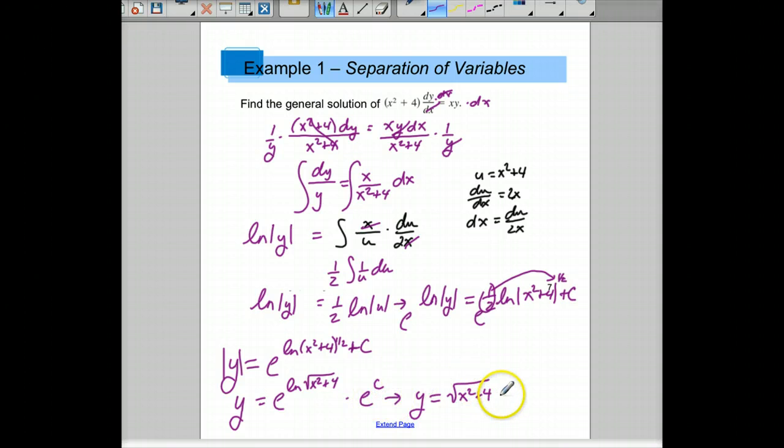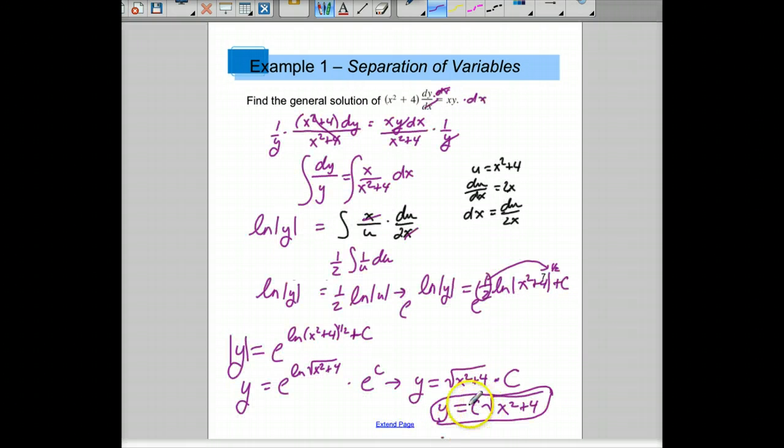And e to the c is a constant, so my final answer is y equals c times the square root of x squared plus 4. And that is the general solution. It's called general because we don't know what c is. If we had more information, we could find c.